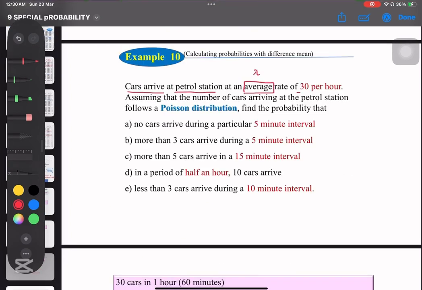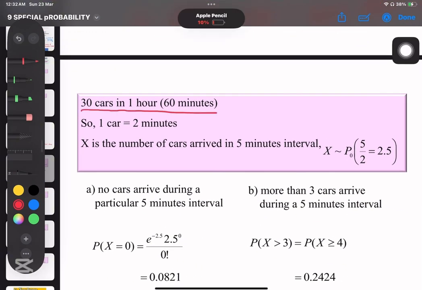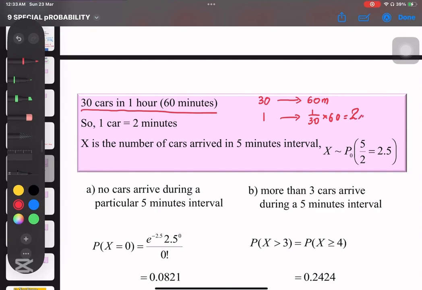Example 10. Cars arrive at a petrol station at an average rate of 30 per hour. So 30 is our mean. And we need to use a different random variable for a different interval. For question A and B, it wants cars arriving in a 5-minute interval, so we are going to use the same lambda given in the question, 30 cars in 60 minutes. So now we are going to find how many minutes for one car, so it is 2 minutes.